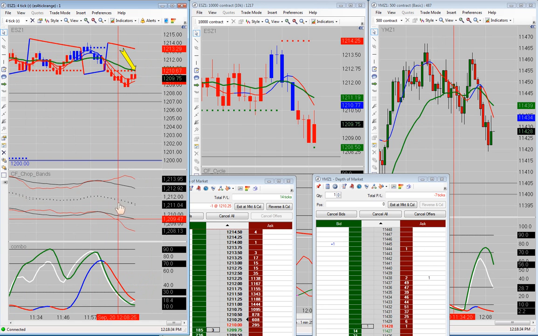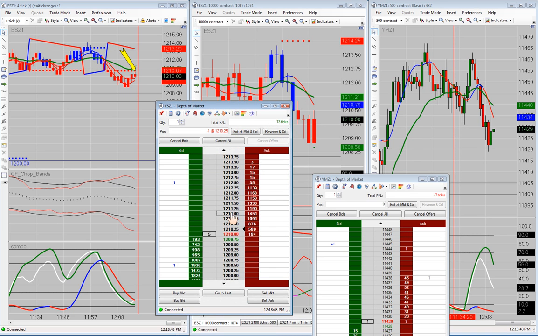All right. On this one, we had the bubble and the pullback up to the BBC, so we shorted right there. We had an MIT order on there at 12.10.50. So as soon as it ticked on 12.10.50, it entered us in with a tick of slip down here at 12.10 1/4. Right, so we are short 12.10 1/4 right now.